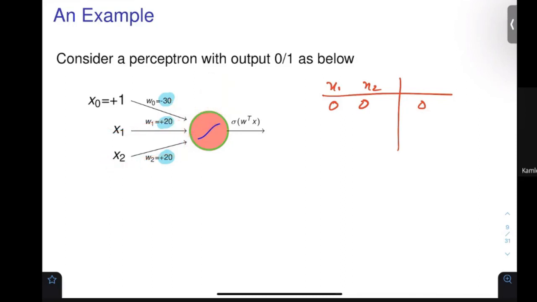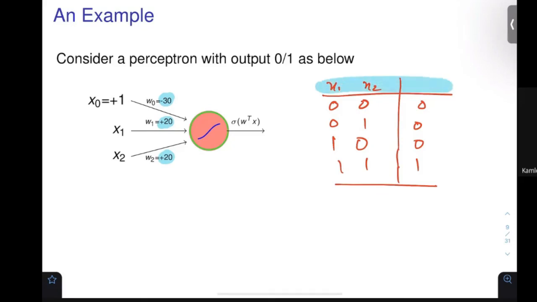Okay. 0 1, what is the output? Again 0 1. 0 is multiplied by 20, 0. This multiplied by 20, minus 30 is minus 10, and minus 10 means the output is 0. So here it is 0. If I write 1 0, what is the output? Again 0. 1 1, what is the output? So 1.